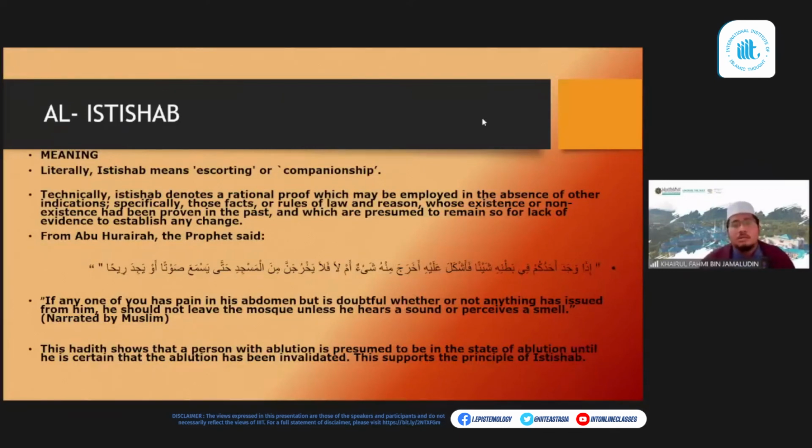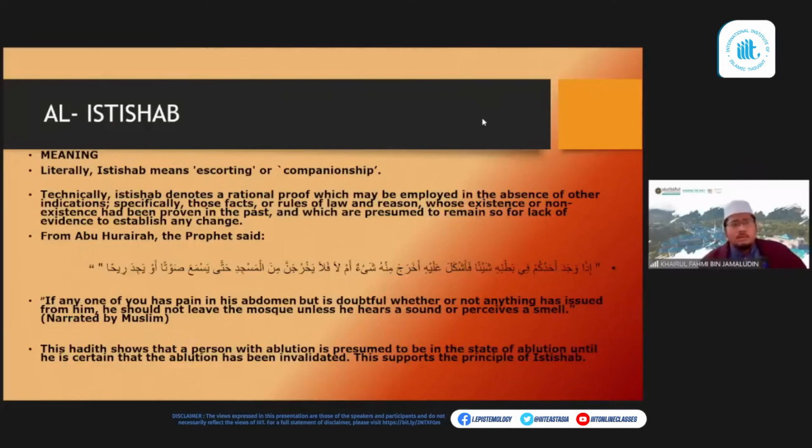Okay, so when we talk about istishab, we are sticking with the fact that we have now, and we presume this fact actually continues into the future, because we lack evidence to show otherwise. So this is the basis of istishab.